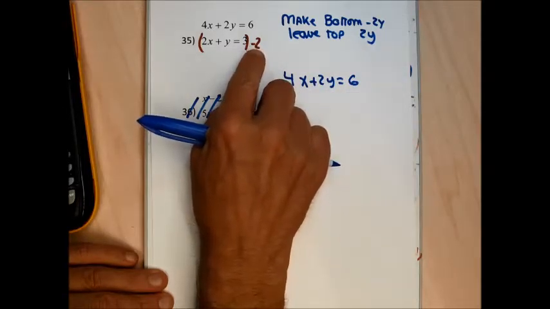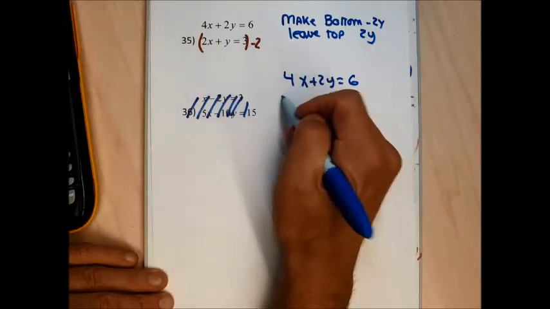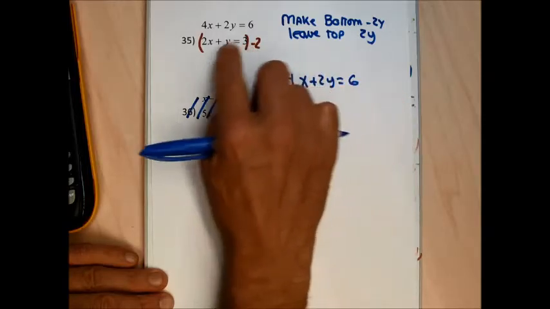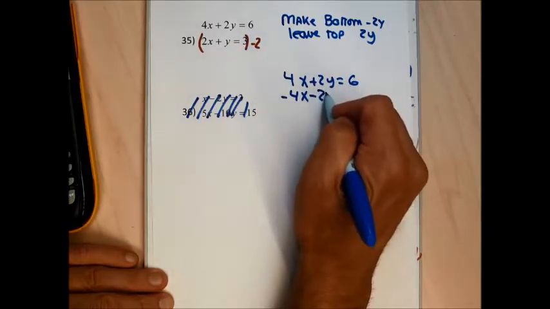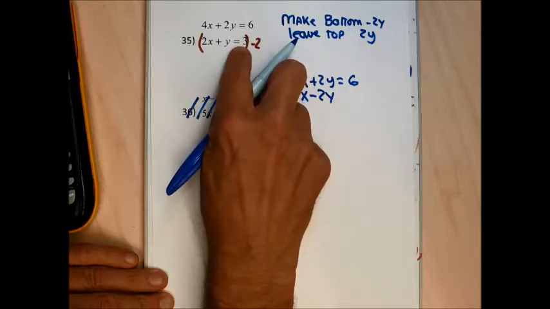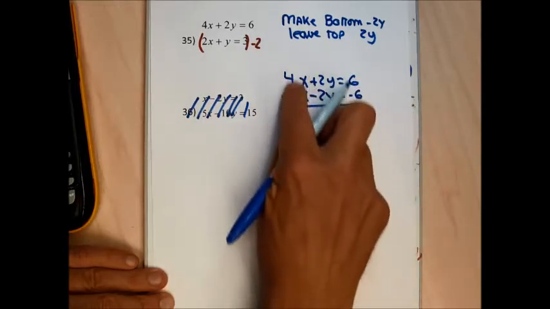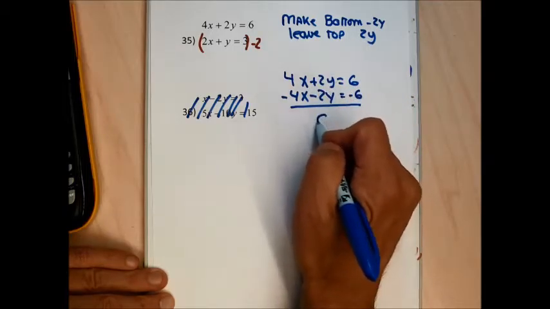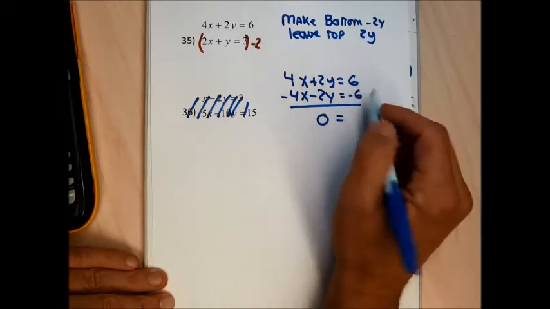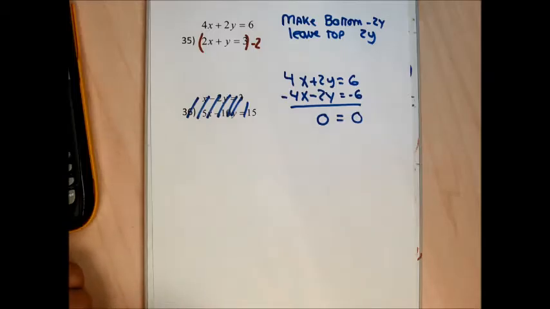And then for the bottom equation, I'll go minus 2 times 2x is minus 4x. Minus 2 times positive y is minus 2y. Minus 2 times positive 3 is negative 6. On the left-hand side, both the x's and the y's cancel, so I write a 0. On the right-hand side, the 6's cancel, so I write a 0. So I have to have infinitely many solutions.